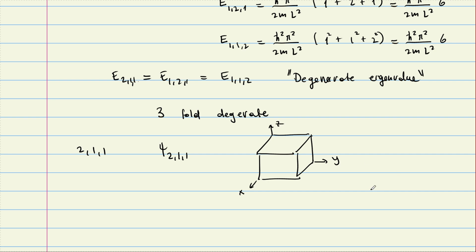And by the way, these are very nice to plot with something like Mathematica, but I didn't prepare it this time. In the x direction, you have this, right? Because n is equal to 2, so this is the x direction. In the y direction, you have just this, no node, because n is equal to 1. And in the z direction, you have this, no node.